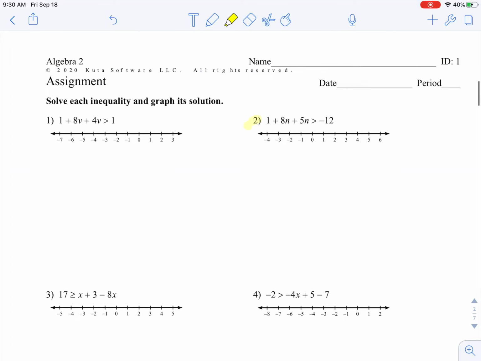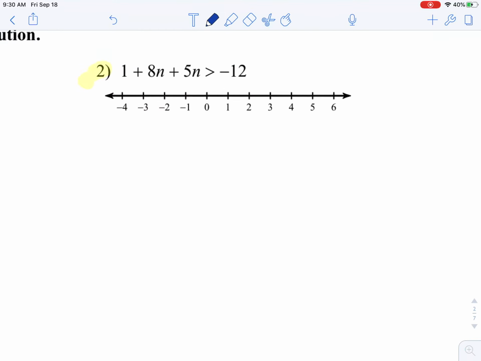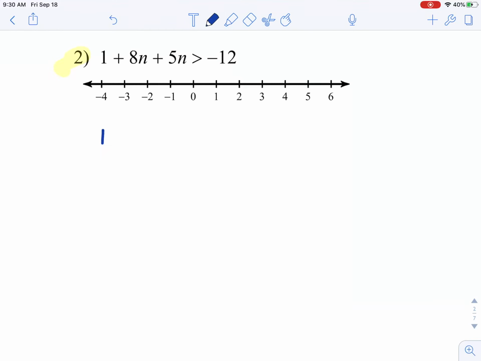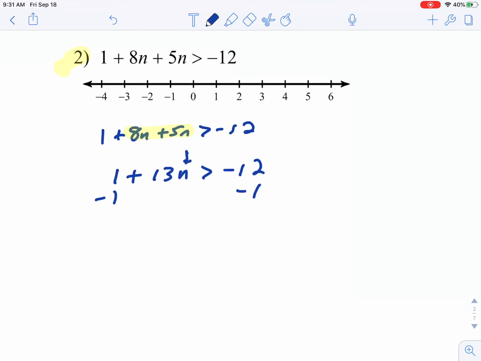All right, hopefully I've given you enough space to work here. So here's what I'm going to do. For number 2, I'm going to rewrite the original problem down here so I have room to work. What I have is 8n plus 5n on the same side. That means you can combine them together. They're like terms. Then I can subtract 1. If I want to isolate n now, I can subtract 1 to cancel that out. I get 13n is greater than negative 13.